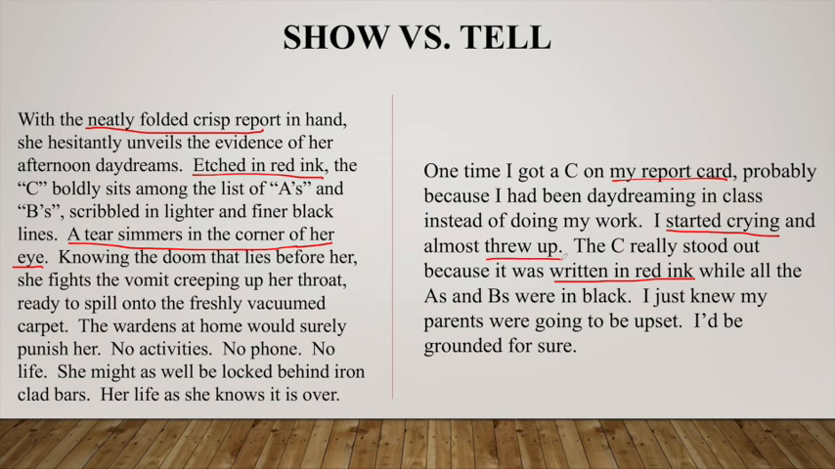The same thing over here, where she says, we're almost threw up. Over here, she describes it as she fights the vomit creeping up her throat, ready to spill onto the freshly vacuumed carpet. And again, instead of threw up, we see that she's describing it to us. So we can see that in a vignette, we have it in the present tense. It's happening in the moment, even though it happened a long time ago. But we're also pulling the audience into those scenes versus just telling them about something that happened.